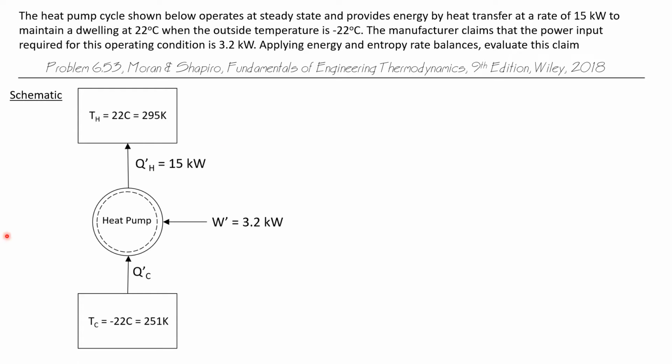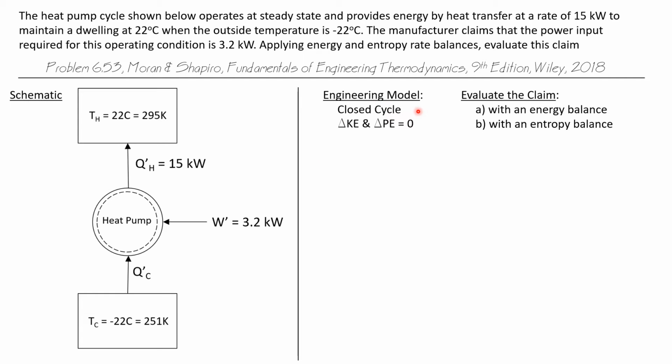So here's the schematic of a heat pump. The system we're evaluating is this heat pump, which operates between this cold thermal reservoir and this hot thermal reservoir. So power is put into the heat pump. The manufacturer claims 3.2 kilowatts is required. And that causes heat to transfer from the cold reservoir into the heat pump, and for energy to transfer from the heat pump into the hot reservoir by heat transfer.